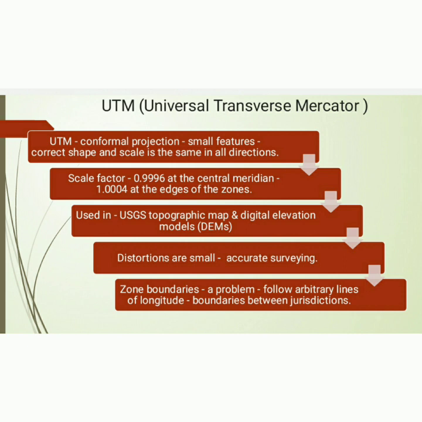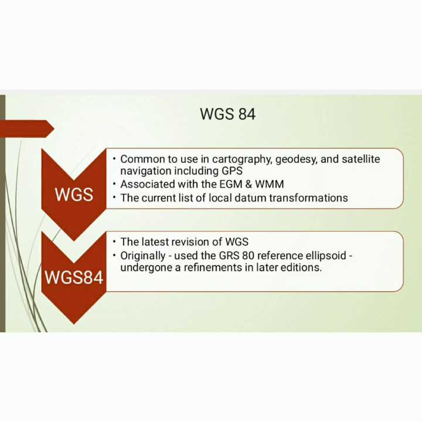Scale factor is 0.9996 at the central meridian and at most 1.0004 at the edge of the zones. UTM is also commonly used in USGS topographic maps and digital elevation models or DEMs. Even though the distortion of the UTM system is small, it is too great for many accurate surveying tasks. Besides that, zone boundaries are also considered a problem in navigation because they follow arbitrary lines of longitude rather than boundaries between jurisdictions.